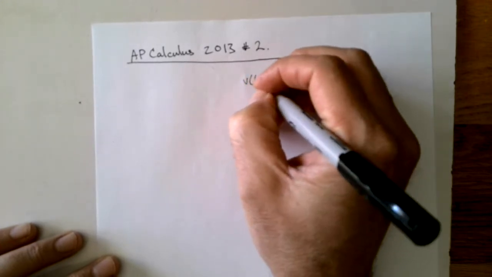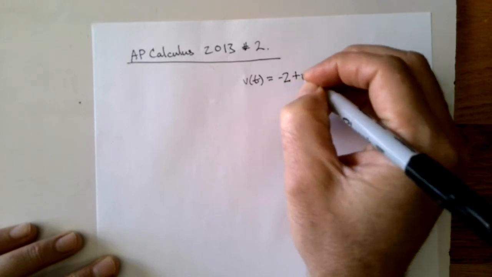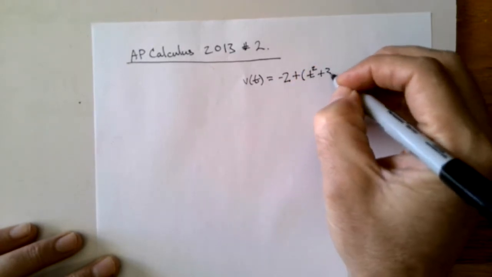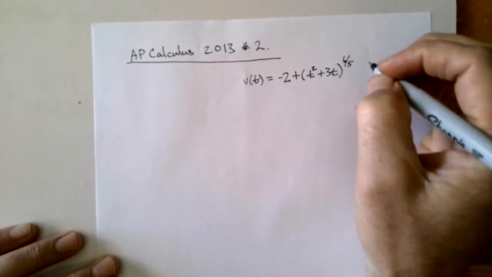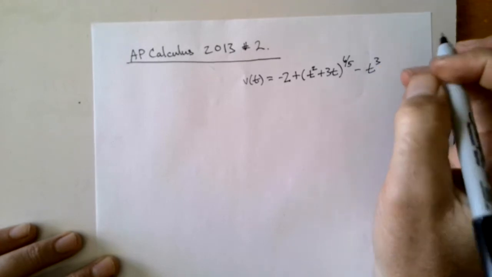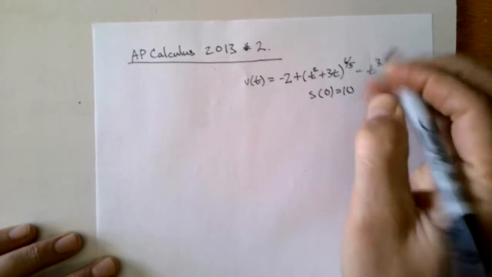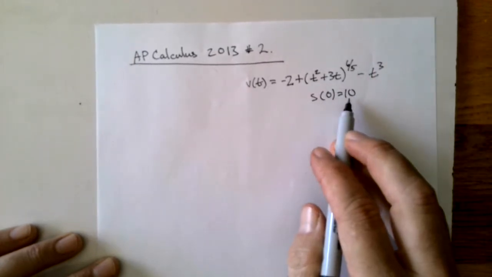You're given a velocity function, v of t is equal to -2 plus (t squared plus 3t) raised to the 6/5 power minus t cubed. And you also know that s of 0 is 10. What that means is at time 0, the position is 10 units.